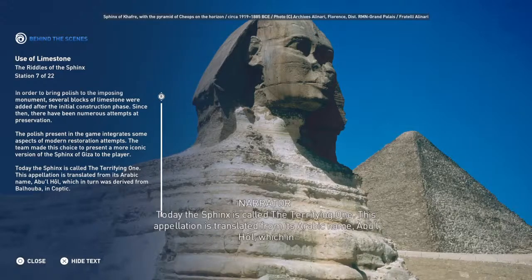Today, the Sphinx is called the Terrifying One. This appellation is translated from its Arabic name, Abu al-Hal, which in turn was derived from Baluba in Coptic.